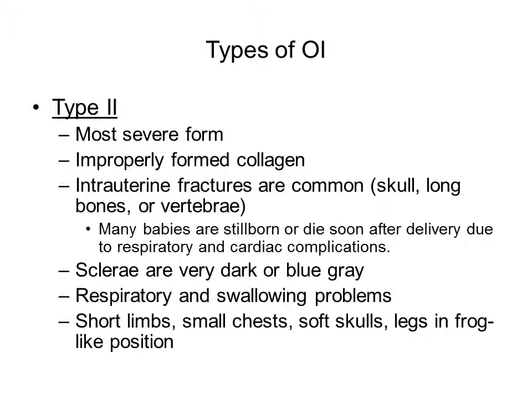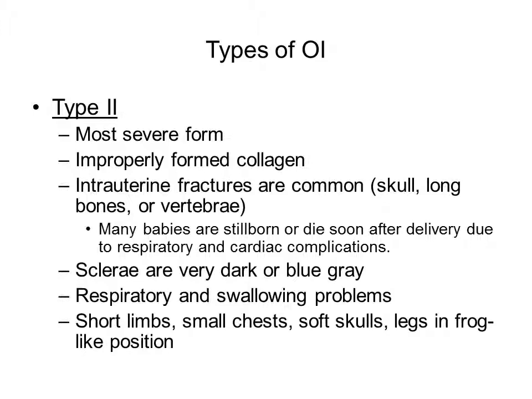Type 2, on the other hand, is the most severe form. So in type 2, there's improperly formed collagen. In utero fractures are very common, particularly in the skull, the long bones, or the vertebrae. Many babies are stillborn or die soon after delivery due to respiratory and cardiac complications. The sclera in the eye are very dark blue or even a bluish gray color.